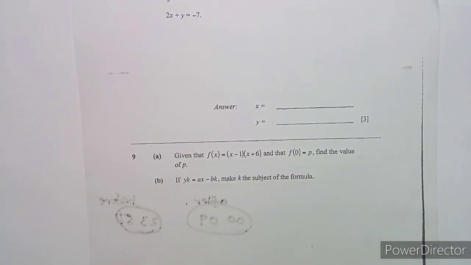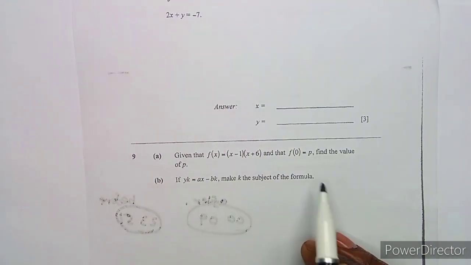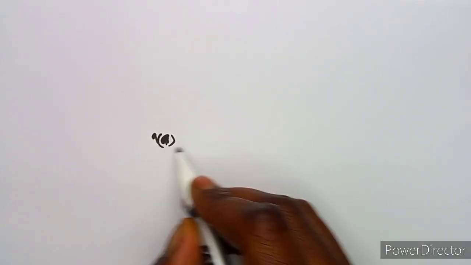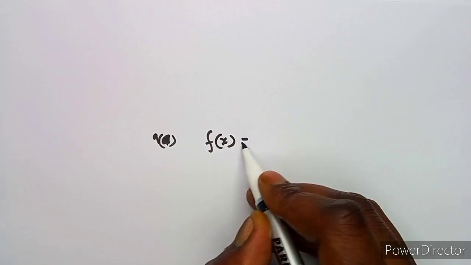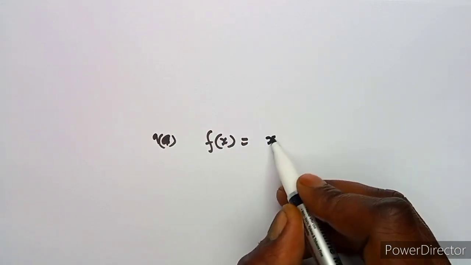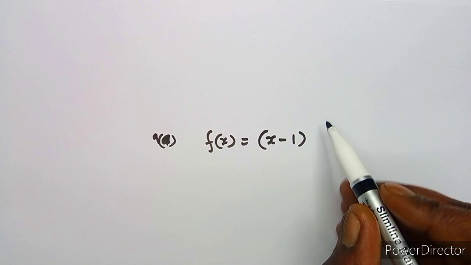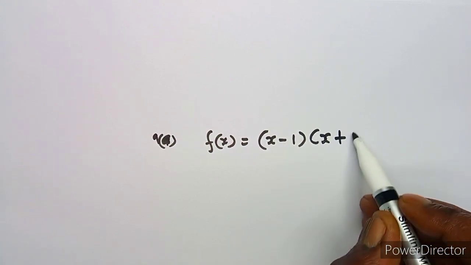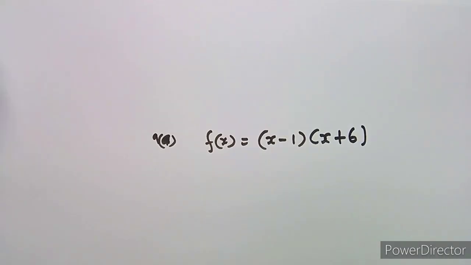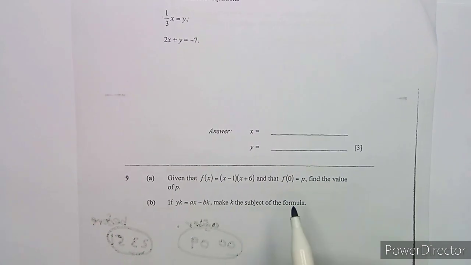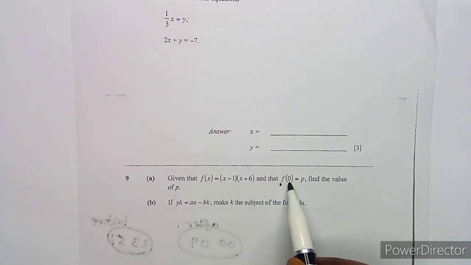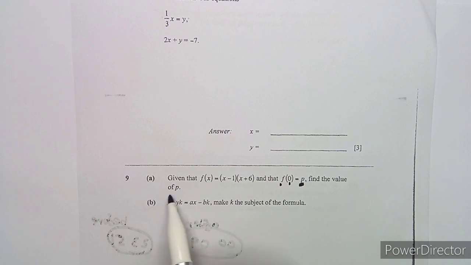Okay, on number 9, we are given that there is a function of x that we have. In this case, let me just write that function aside so that we can understand what's happening. We are given the function of x, which is equivalent to x minus 1 into x plus 6. That is our function of x. Then we are given that f of 0 is equal to p. Find the value of p.